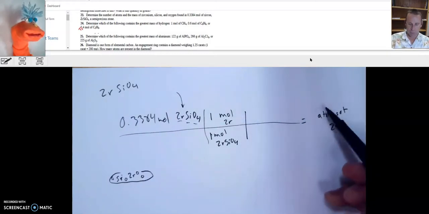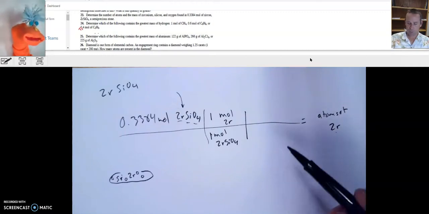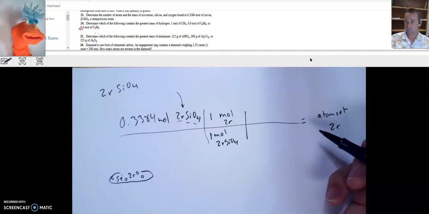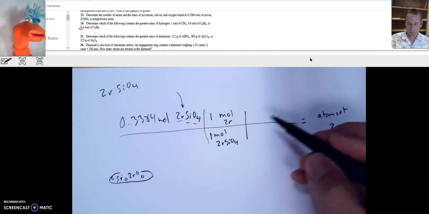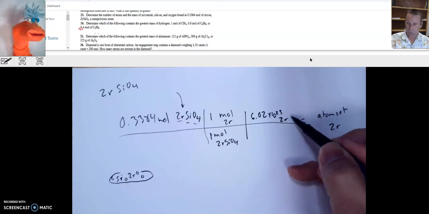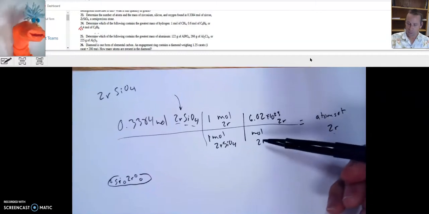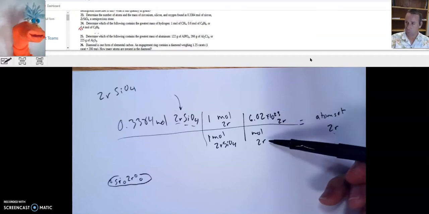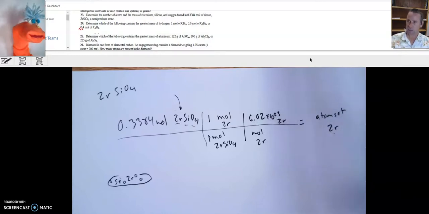Now how do I go from moles of zirconium to atoms? What's the relationship? How many atoms are in a mole? That's all I have to recognize. Do you remember what it is? It's that number: 6.02 times 10 to the 23rd zirconiums for every mole of zirconium. Again, a mole is kind of like a dozen. This is the number that there are in a mole of stuff. If this was a dozen, it'd be 12, but if it's a mole, that's the number.